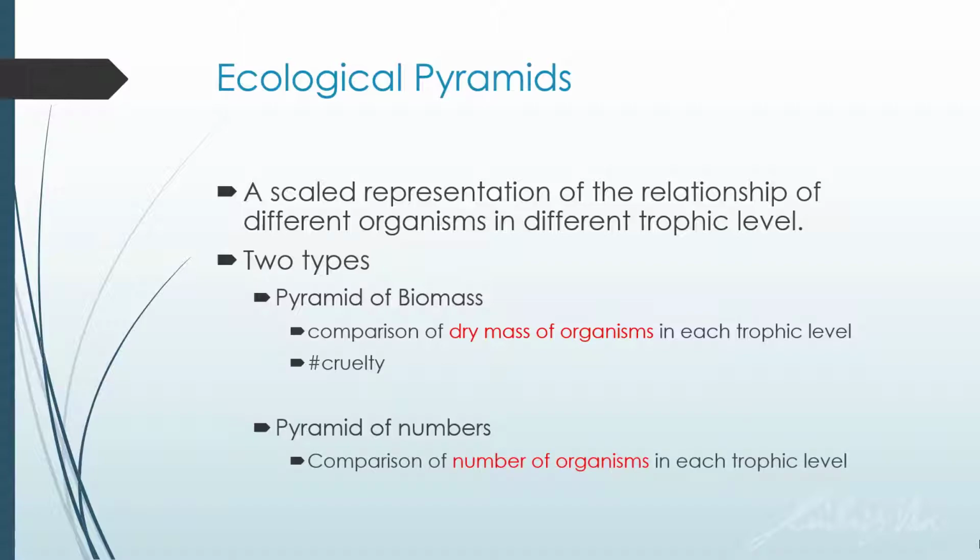As for a pyramid of numbers, it is just the numbers of organisms in each trophic level. So you just go and count the number of rabbits in the grassland. That's about it.